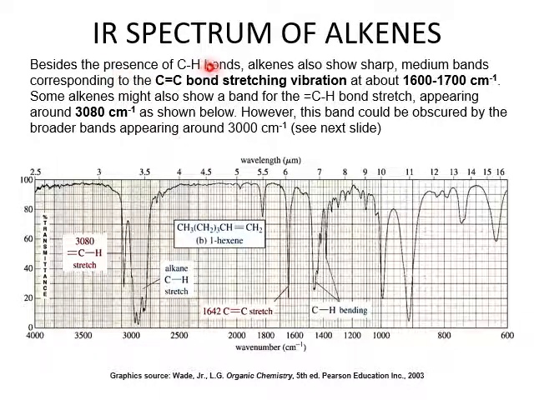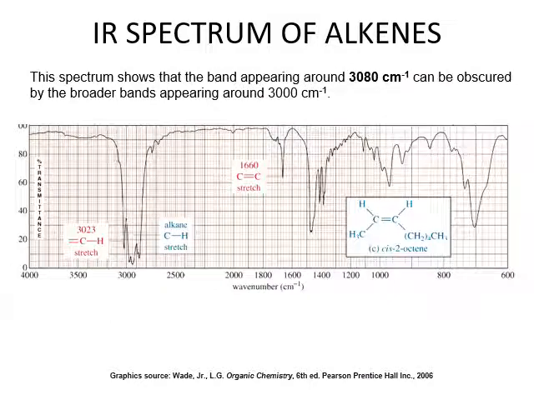But besides the presence of CH bonds, alkenes also have medium bands, which are from their pi bonds. However, this band could also be obscured by the broader bands appearing around 3000. So the CH bond stretch will appear around here, but again, it can be obscured by broader bands at 3000, as we'll see. So this spectrum shows the band appearing around 3080, this one, but it can be obscured by alkanes, right?